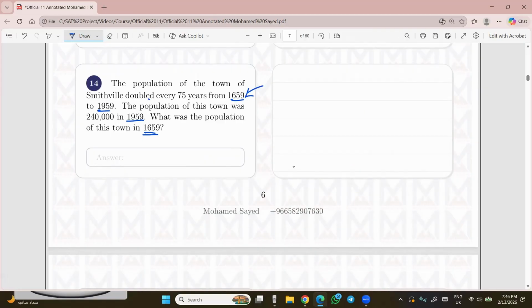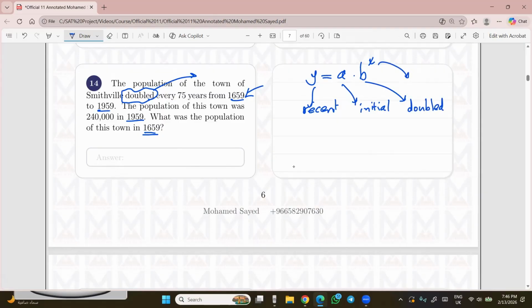So whenever you see the word doubled, you always recall the exponential function. It's not mentioned that it is exponential, but the word doubled is one of the keywords that allows you to write the equation y is equal to a times b to the power of x. Remember this. And y is the recent one. A is the initial. B is what happened to the value, which is doubling. And this x is the time.